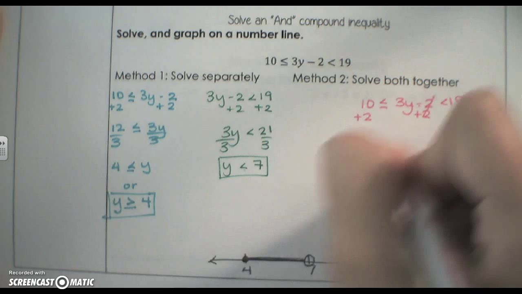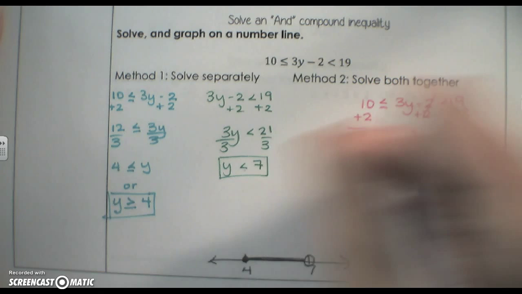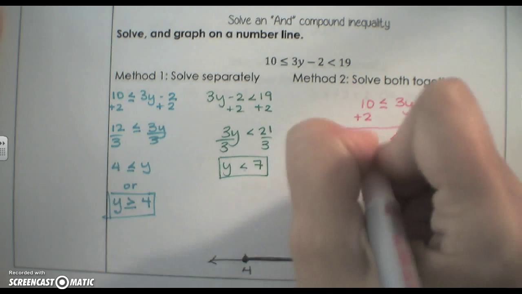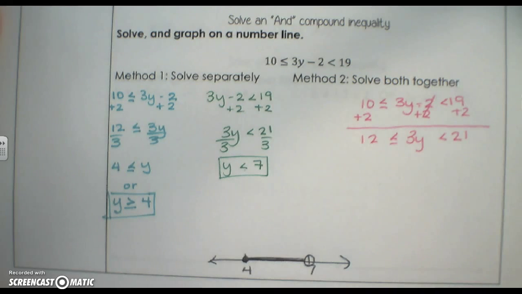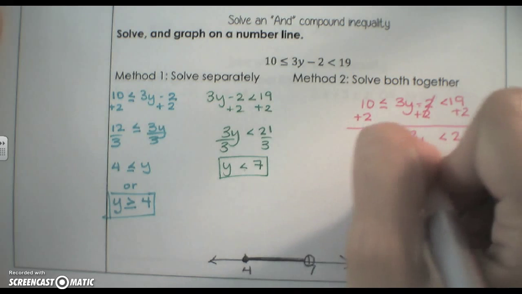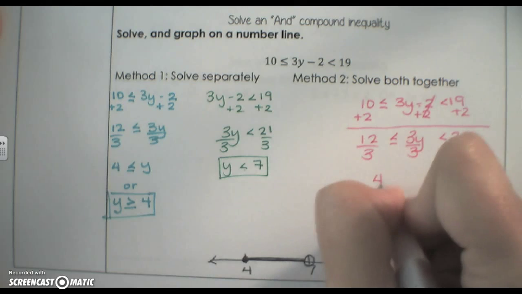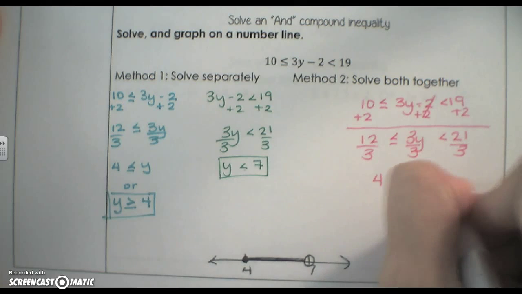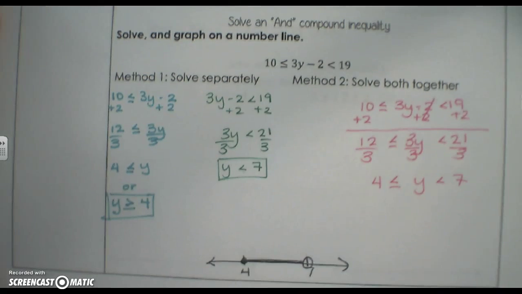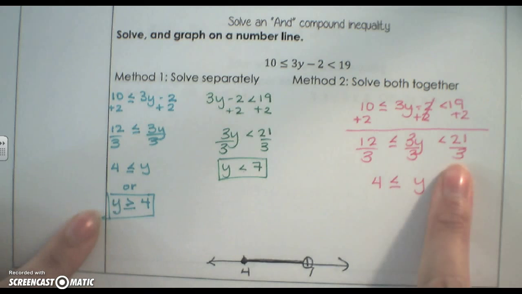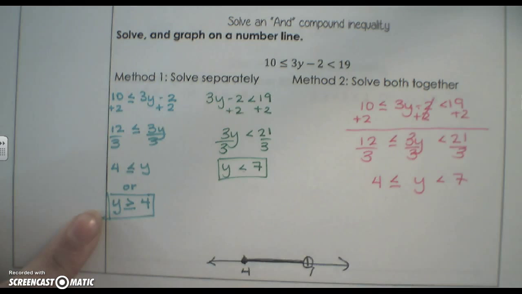So now we have 3y less than 21 over here, greater than or equal to 12 here. So now what we're going to do is divide by 3, the final step to get y alone. So 4 less than or equal to y less than 7. So look, it's the same thing that we got here, and it's the same thing we got here. And then we've already got it graphed.